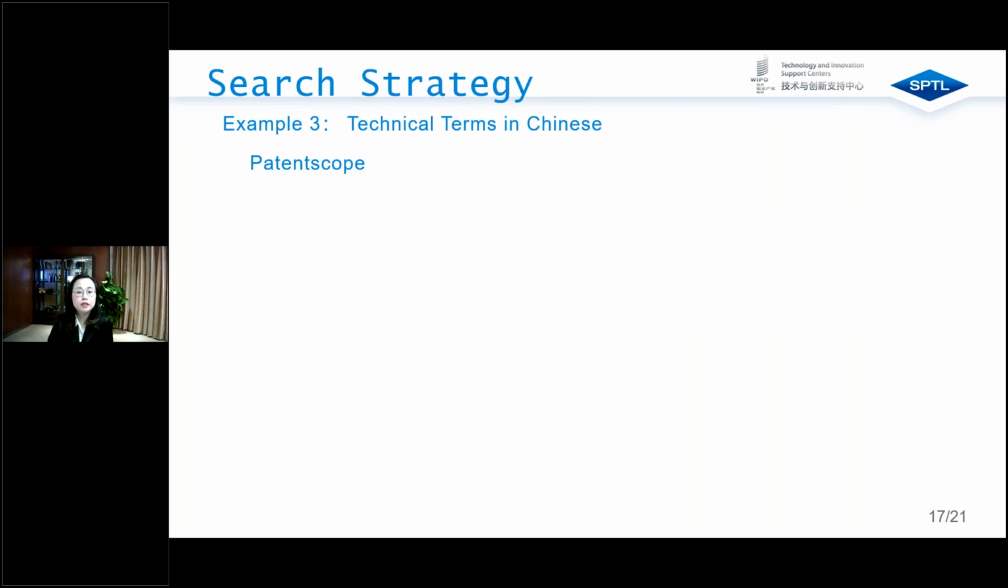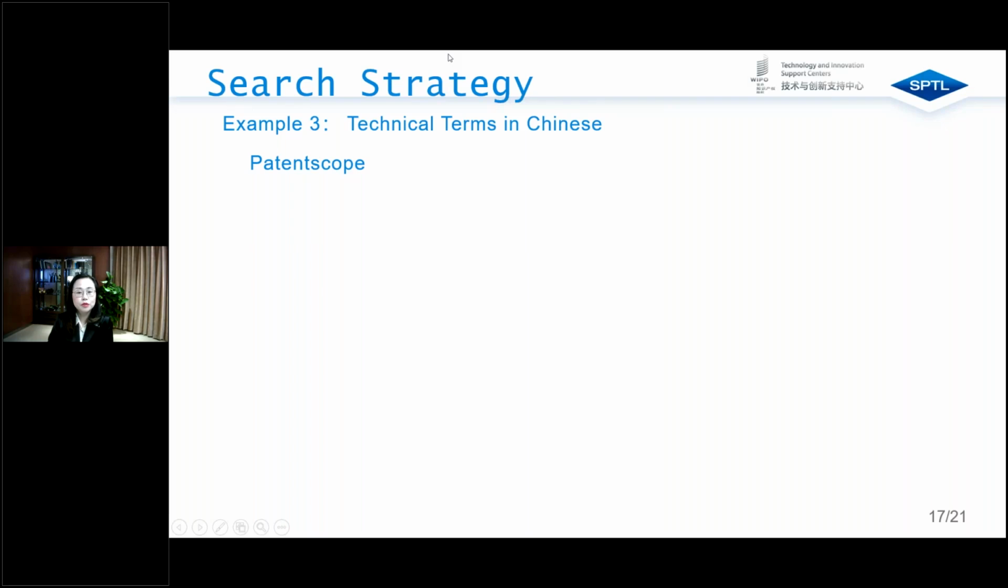Then let's move to the third example. The third example will talk about technical terms in Chinese. From example 2, we already know that there are 3 Chinese characters that stand for concrete. Unfortunately, there is a technical term called tong in Chinese, which also stands for concrete. And it is quite difficult for a person who is not skilled in the art to know this technical term.